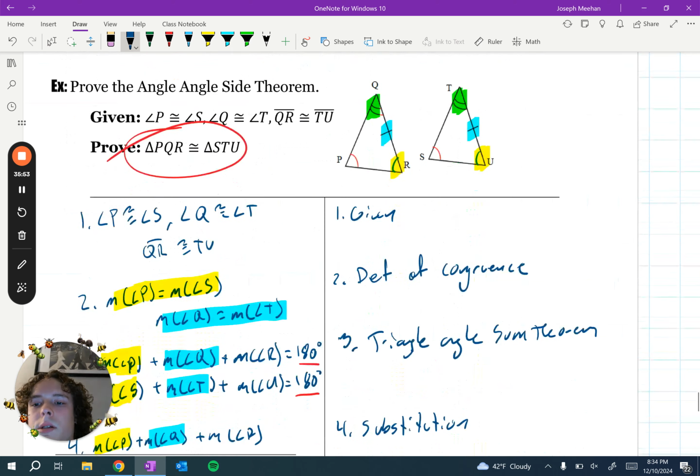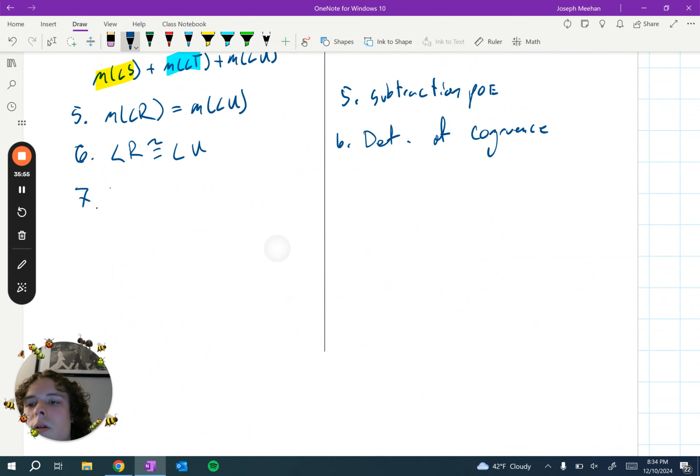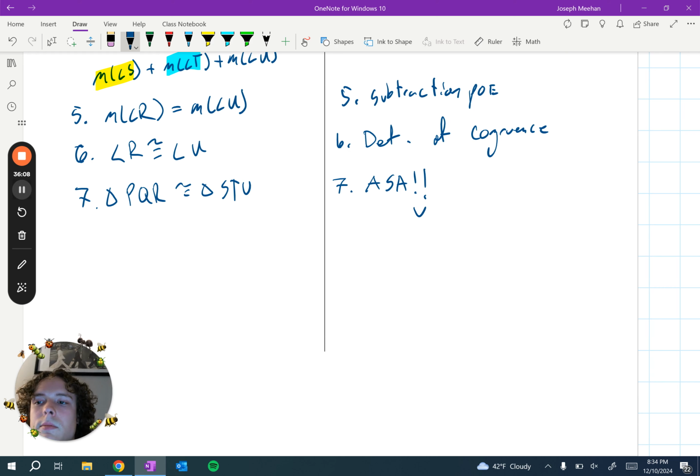We can say, number 7, what did it want us to do? PQR and STU. Triangle PQR is congruent to triangle STU because of, what was it? Angle side angle. Huzzah!